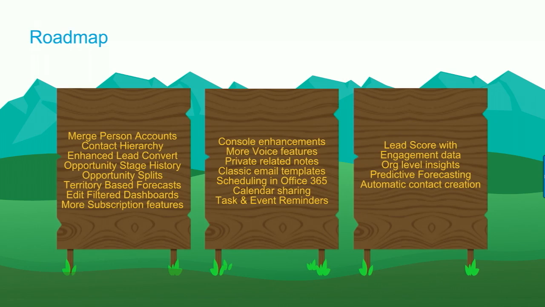So just jumping back into the deck here, I want to talk to you about some of the core Salesforce features that are coming over for Salesforce automation. We talked about merging and duplicate management. On the roadmap, we plan to bring this to person accounts. We showed you account hierarchy. We're doing the same thing for contact hierarchy as well. We're going to enhance the lead conversion process. We've gotten a lot of feedback from customers around that. And some of the features around opportunity management that we need to bring over from Classic over to Lightning include opportunity stage history and opportunity splits.